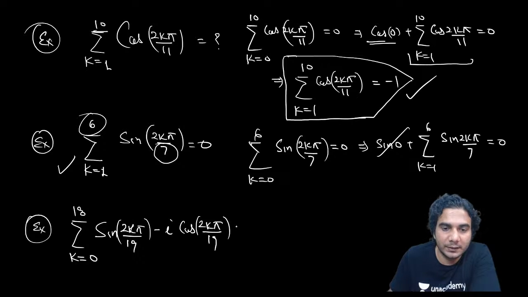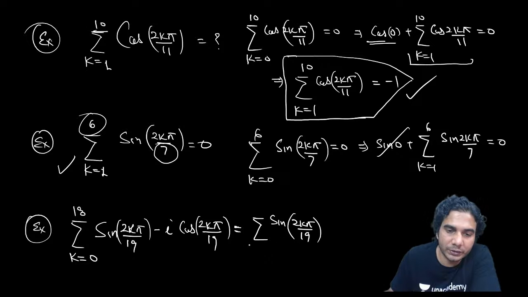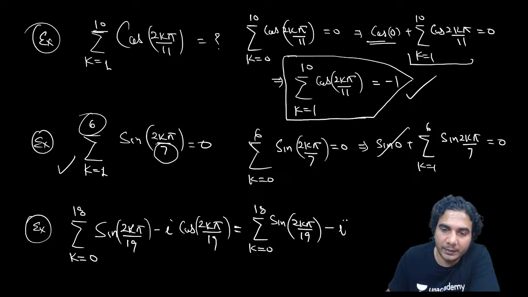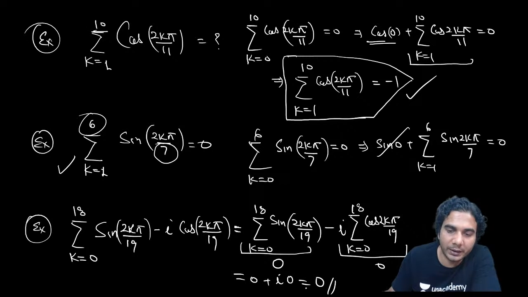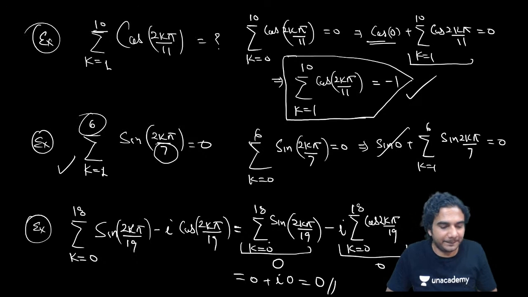Now the last one. In the last one, if you distribute sigma, this is going to be sigma of sine 2k pi by 19. So that means there are 19th roots of unity. k is starting from 0 to 18. Perfect, you have 19 terms. So now this will become 0. Minus iota you can take outside the sigma, and sigma of cos 2k pi by 19, k starts from 0 to 18. So yes, you have all the terms in this. So this value will also be 0. So it is going to be 0 plus iota times 0, which is equal to 0. All right. So the answer of this will be 0 only.